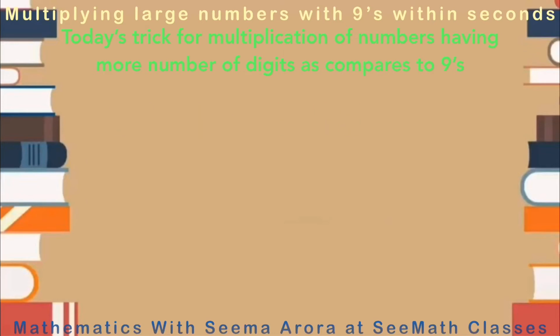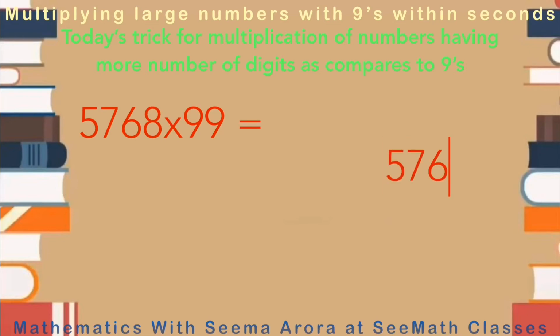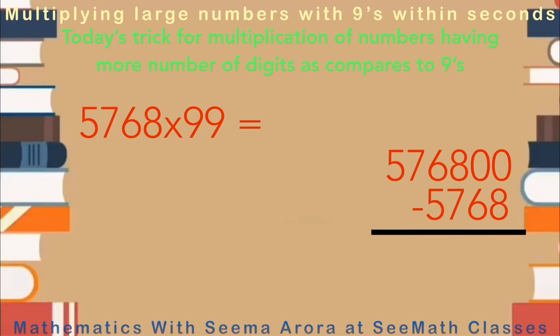Let us extrapolate this method on one more number. Suppose we have to multiply 5768 by 99. The multiplier has 2 digits, therefore we write 00 after 5768 and subtract 5768 from it. What we get is 571032.